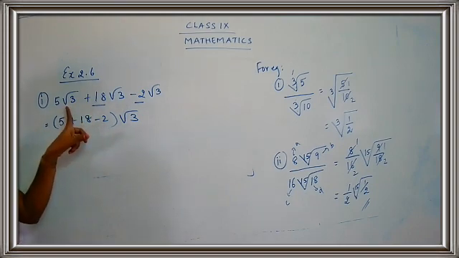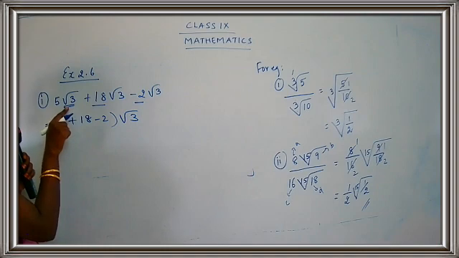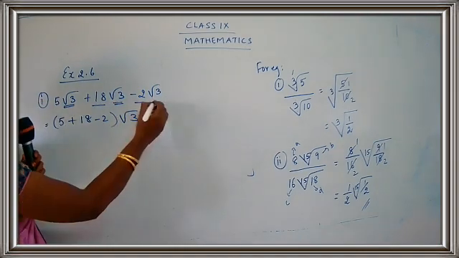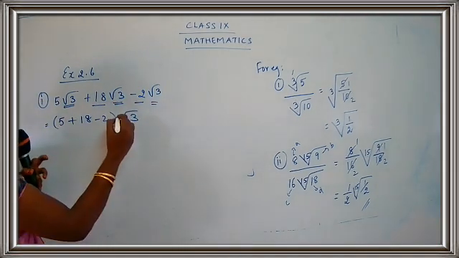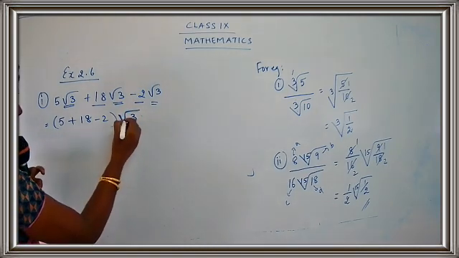Common. What is common in all? This is square root of 3. So this is the same. You see? Square root of 3 same. Square root of 3 same. Square root of 3 same. So I am just taking it as common, square root of 3. Okay, let me perform the function.